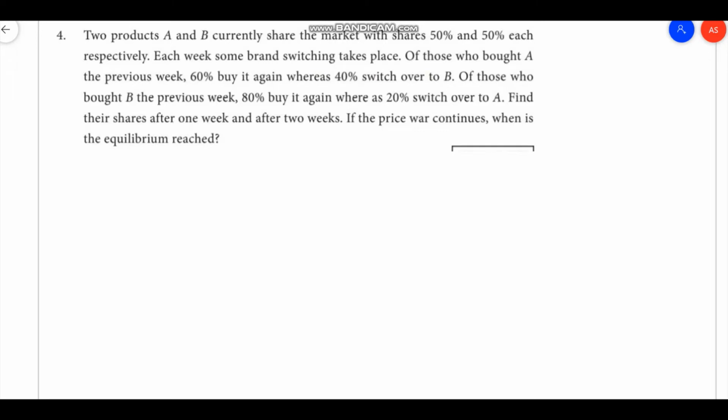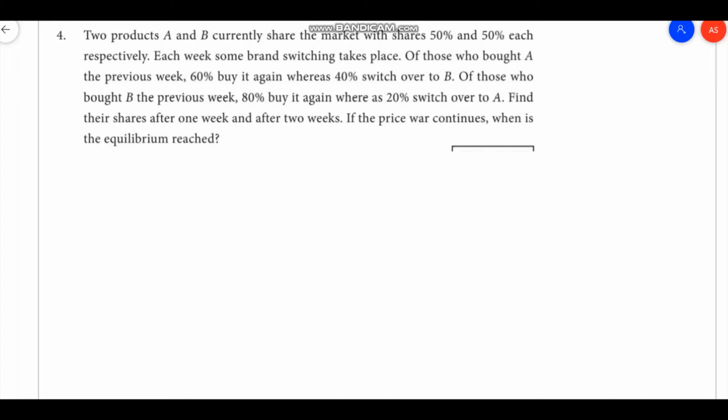Exercise number 1.3, problem number 4. Two products A and B share the market with shares 50% and 50% each respectively. Each week, some brand switching takes place. Of those who bought A previous week, 60% buy it again, whereas 40% switch over to B. Of those who bought B the previous week, 80% buy it again, whereas 20% switch over to A. Find the shares after 1 week, after 2 weeks. If the price war continues, when is the equilibrium reached?